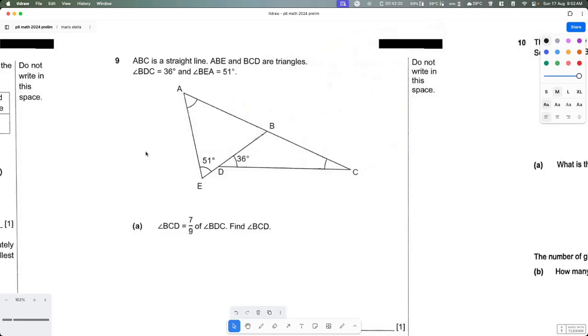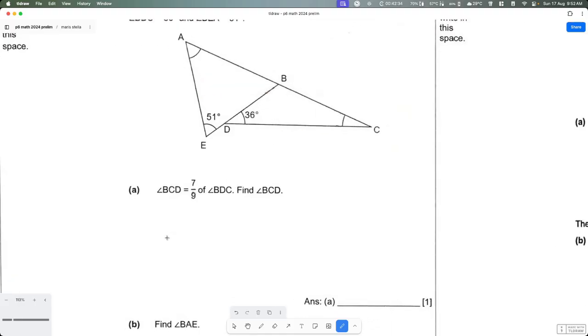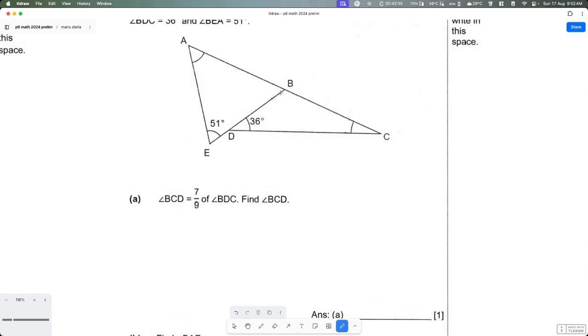Question number 9. ABC is a straight line. ABE and BCD are triangles. BDC is 36 degrees. BAE is 51 degrees. Angle BCD is 7/9 of BDC. So find BCD. So that means I'll just put equal here, right? 7/9 times BDC is 36.